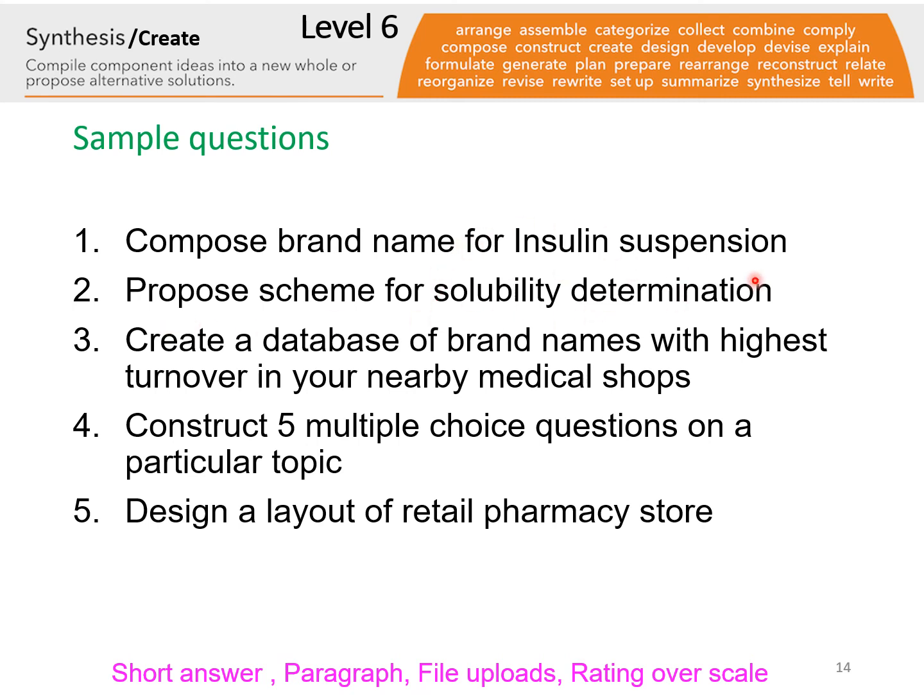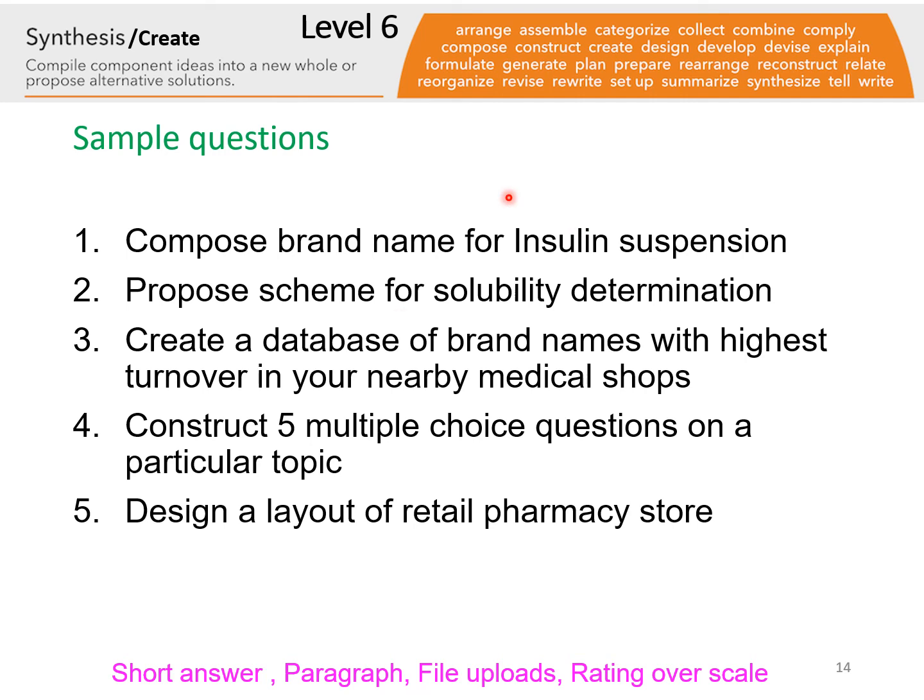Or as they have learned what solubility is, we can ask them to propose one scheme which can be used in the practicals to test the solubility of a compound: which solvent they should take, what volume and what weight they should take, how much time they should shake it. After that, what should be the sequence of solvents in which it should be tested.